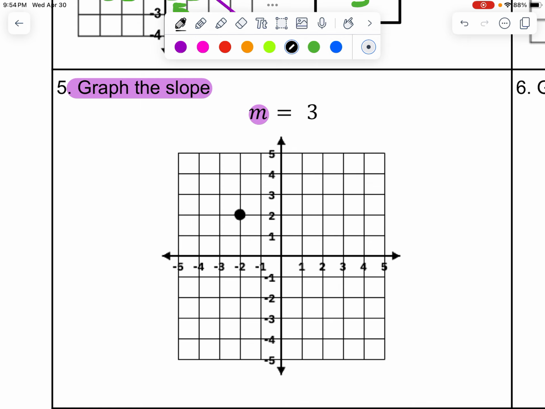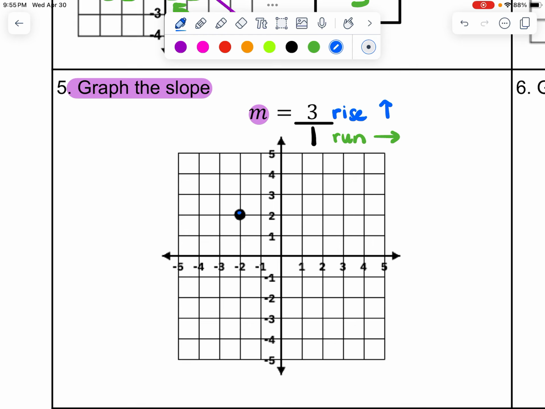So if you ever see a problem like this where it's not a fraction, we're going to fix that by putting a 1 on the bottom. We only need to do that when the number that we're given is not already a fraction. Now the top number here is the rise, and since it's positive, we're going to go up 3 spaces. The bottom number here is the run, and the run is always to the right. You never run left. So let's count.